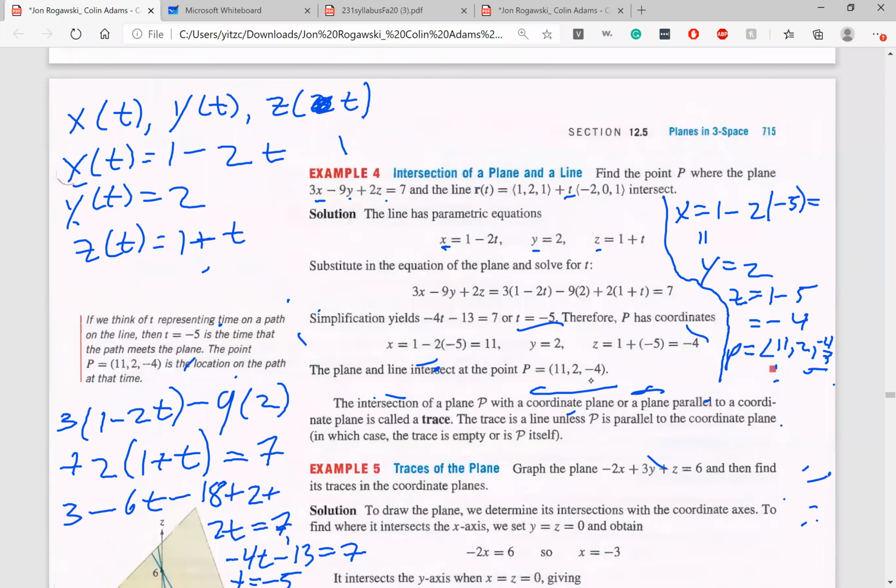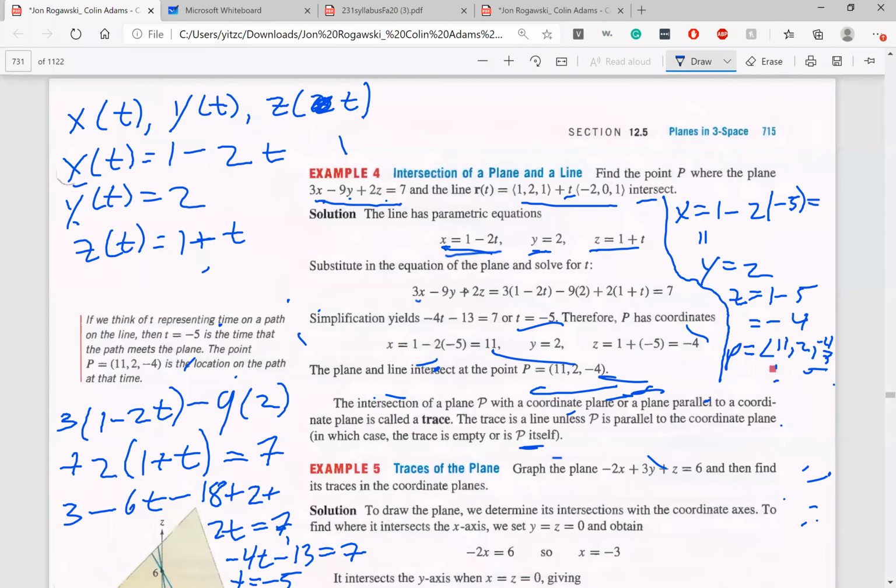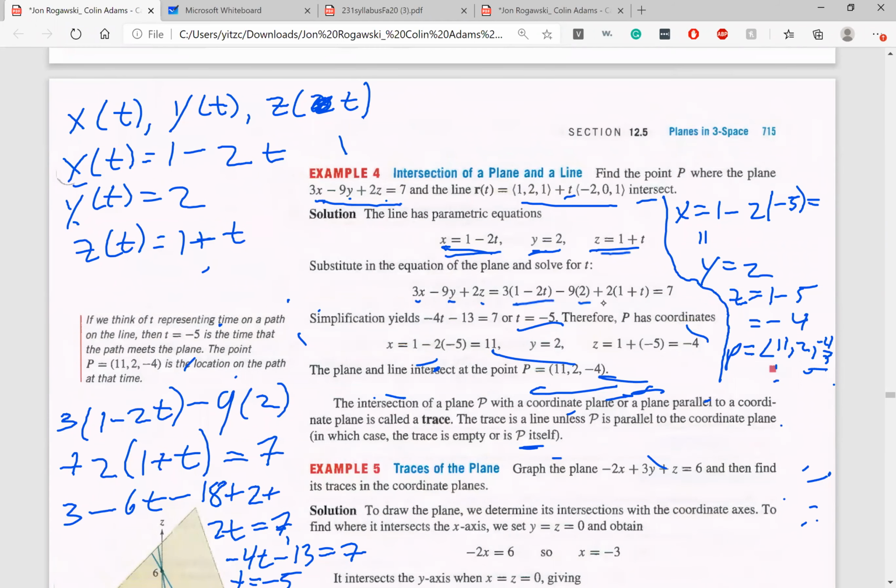Okay, so let's run quickly through what they did again, and then we're going to stop. When you're trying to find a point P where a plane and a line intersect, what you do is you look at the components of your line, and you plug them into your plane. For the x, you plug in the x component. For the y, you plug in the y. And for the z, you plug in the z. And now you're going to have them all in terms of t. And then you try to solve for t, which should be fairly straightforward.